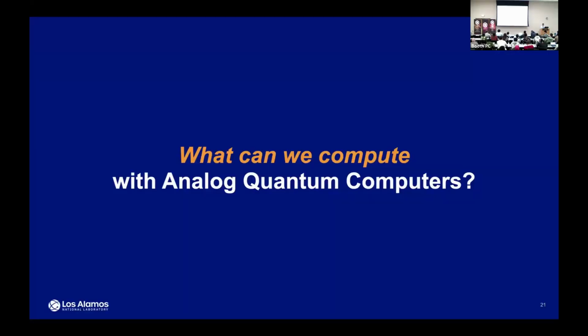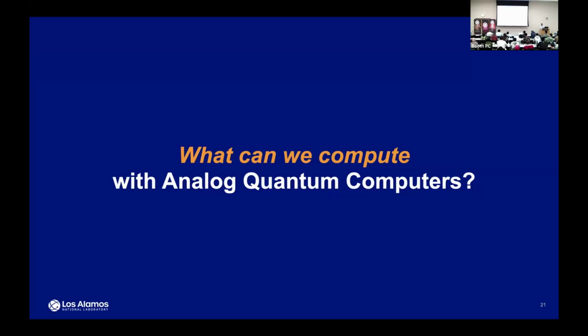Let's see, what's next? The next one is, how can we compute with analog quantum computers? We had that question earlier. Now I'm going to move away from specific hardware details and talk more about math. Any other question about the hardware platforms before I move on to this topic? Okay.